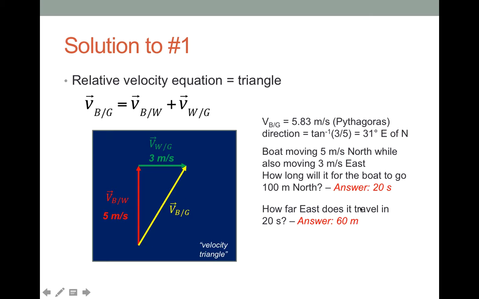What we're asked to find, how long does it take the boat to cross the river? Well, the river is 100 meters wide, and we're headed due north. So we are going 5 meters per second north, so in 20 seconds, we will move 100 meters north. That means it'll take us 20 seconds to cross the 100 meters of the river.